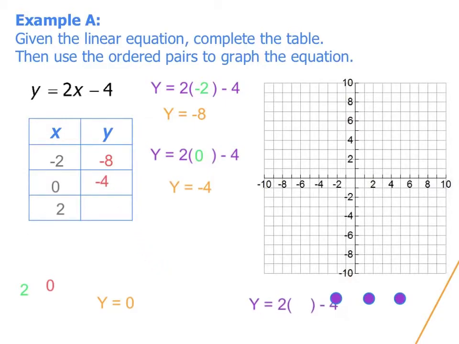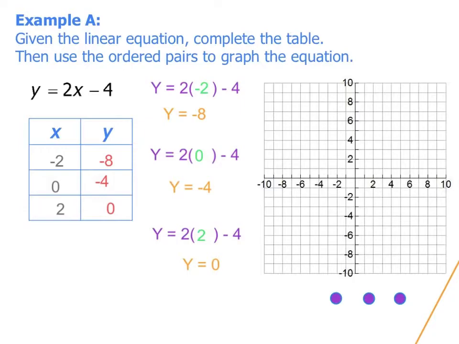The last number that I'm going to substitute in is positive 2, because that's the last number in my table. So I'm going to plug in positive 2. 2 times 2 is 4. 4 minus 4 is 0. So I know that every time I put positive 2 into my equation, I'm going to end up with y equals 0. Good news. Now my table is complete.